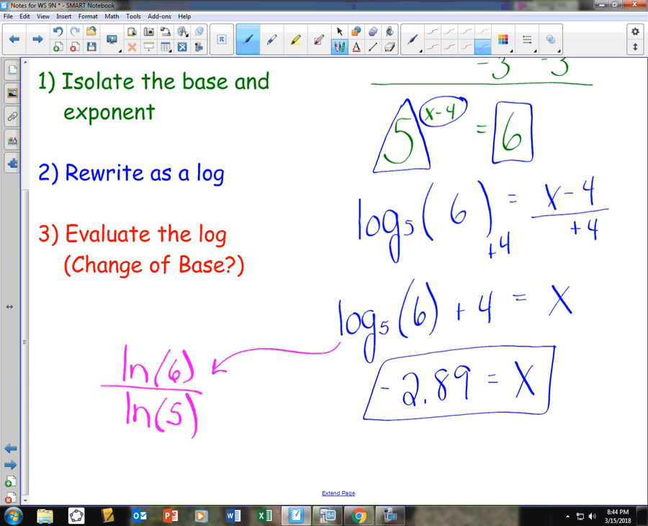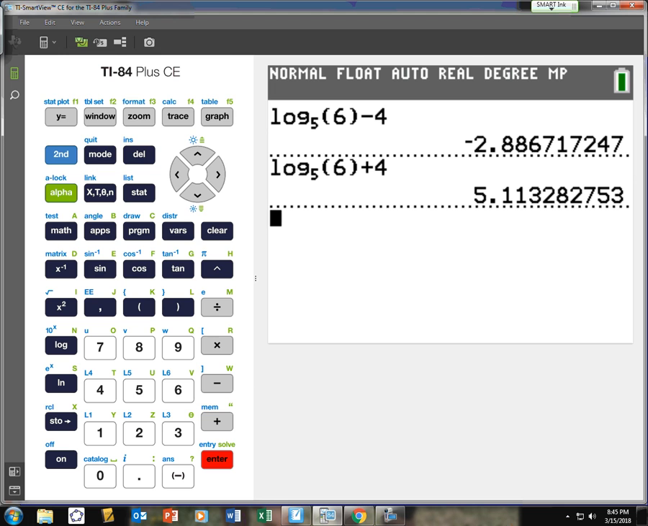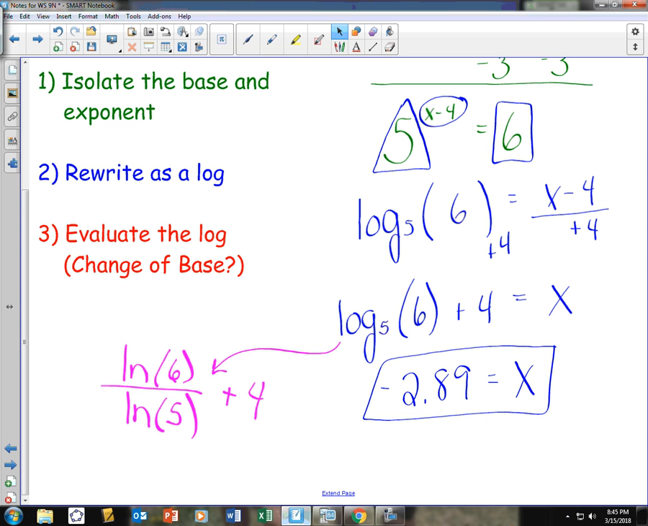Oh, uh-oh. I think on that previous problem, I might have subtracted 4. Let me go back to the calculator here. Oh, I did. Okay, let's fix that. Plus. Okay. New answer, 5.11. All right. There we go. 5.11 is x. All right, now back to the pink.